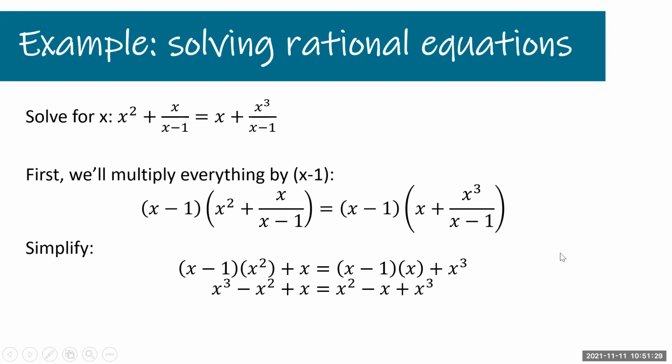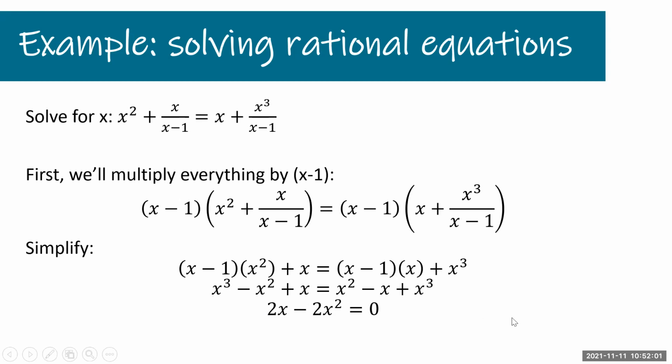Now, if we multiply that out further, we can simplify it further. We get x cubed minus x squared plus x equals x squared minus x plus x cubed. Now, I like to pull everything to one side at this point. These x cubes are going to cancel because x cubed minus x cubed. Negative x squared minus x squared is going to give us negative 2x squared. And x plus x is going to give us 2x. So pulling everything to one side, we'll get 2x minus 2x squared equals 0.